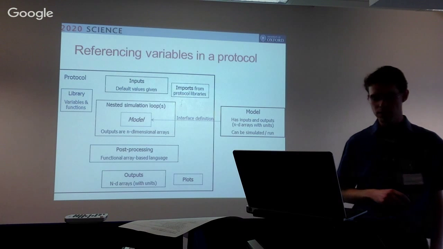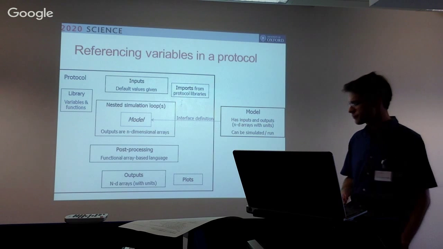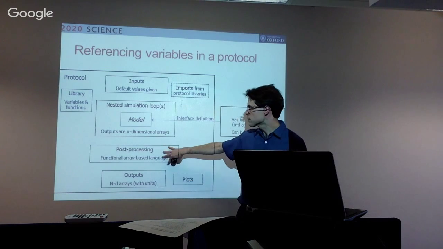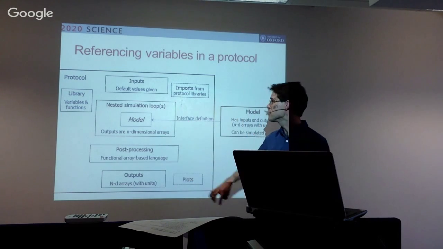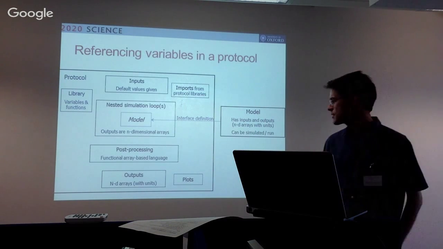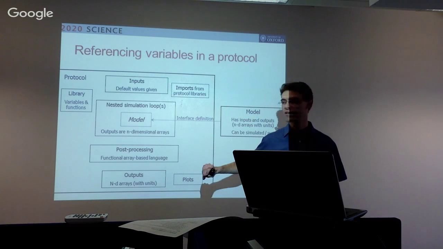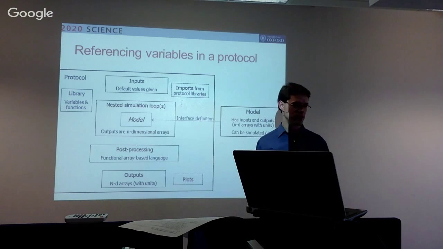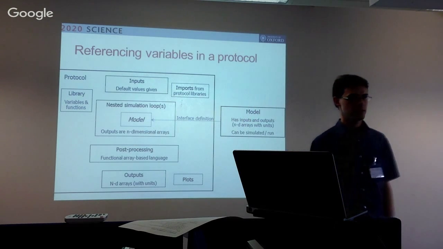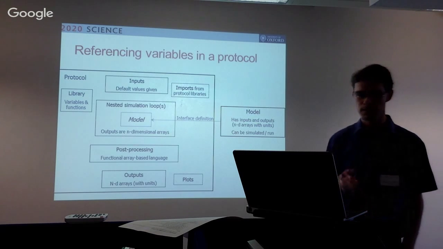One other thing that's worth commenting on before we look at some examples is referencing variables. So you've got all these different sections of your protocol: the outputs, post-processing, the raw simulations, imports from other libraries. And within a given place, say in an output, you might want to output something that's computed in the post-processing section. You might want to output something that was a result of a simulation. You might want to output something that's just a variable from the model. And so you need to have a way of referencing all these things in different places within the system.